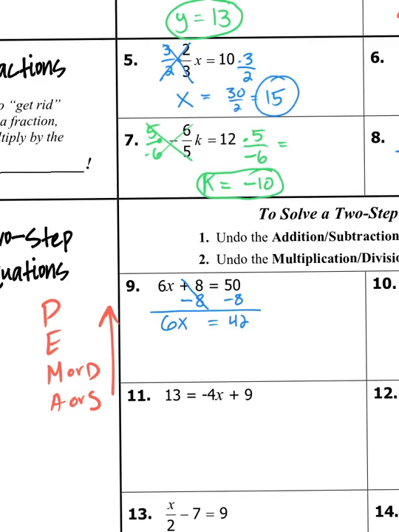I'm going to divide by 6. Divide by 6, and those cancel out. 42 divided by 6 equals 7. And so my answer is 7.